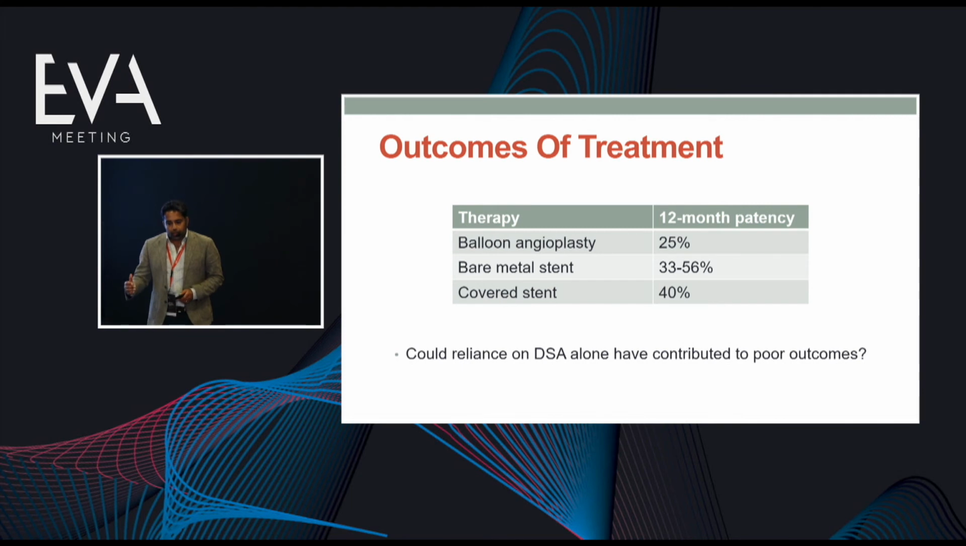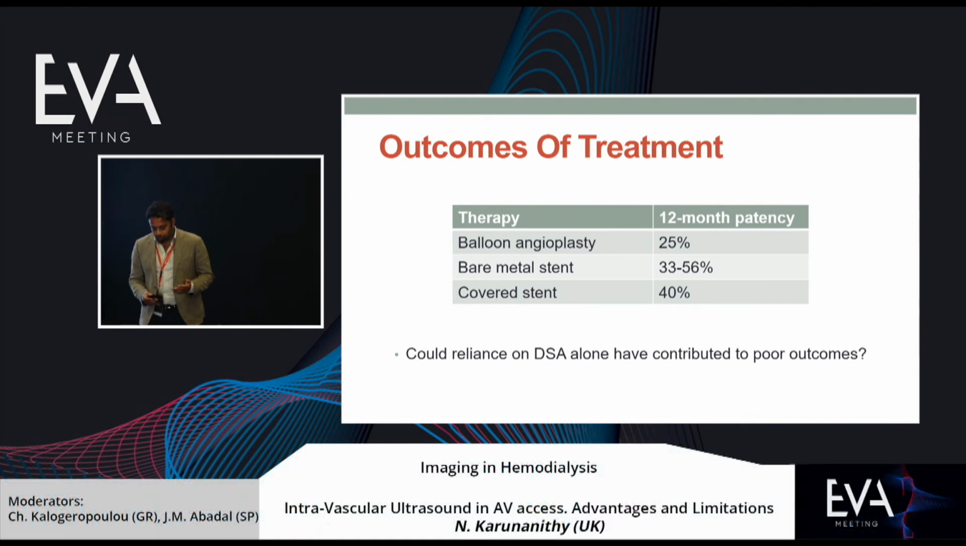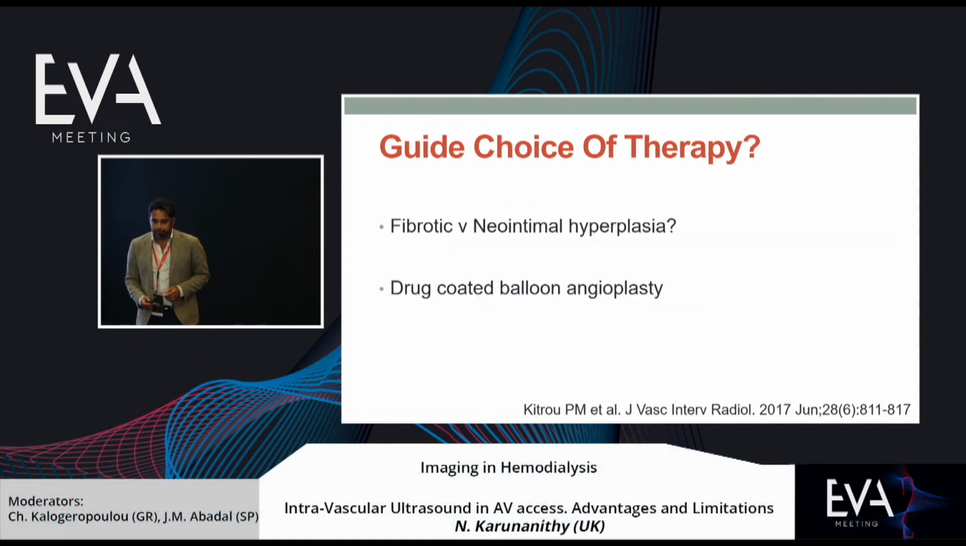So if we now go back, just a couple of philosophical points to finish up on. If you look at the outcomes of treatment that's been reported in the literature with balloon angioplasty, we know that the 12-month patency is approximately 25%. Bare metal stents, we've heard, have variable results, and covered stents still at 12 months can be as low as 40%. The question to ask ourselves is, could reliance on DSA alone have contributed somewhat to these poor outcomes? So I just want to put it out there, and for sure we can debate that.